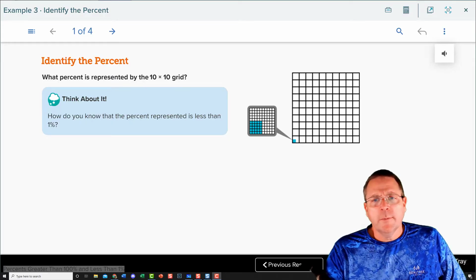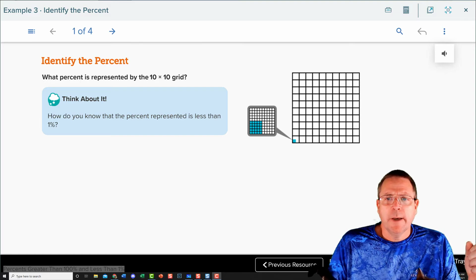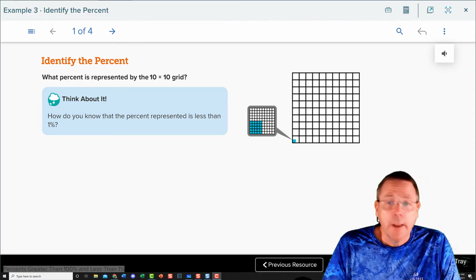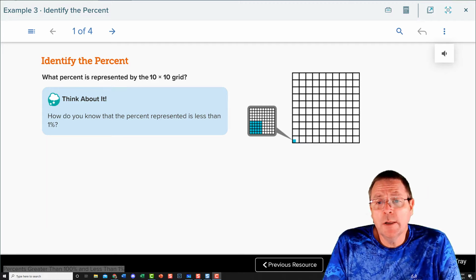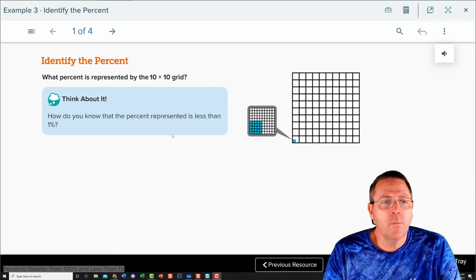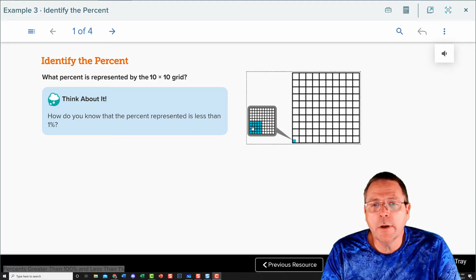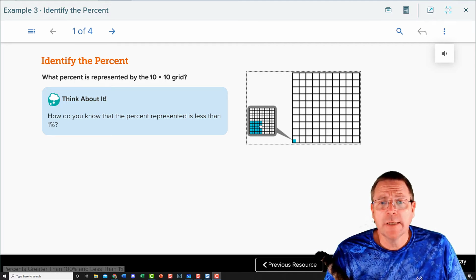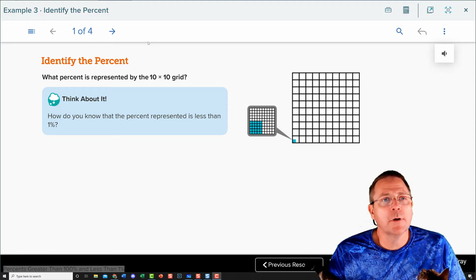So what percent is going to be represented by this 10 by 10 square? And you can see that they zoomed in on one of the little squares. And inside that one little square, you can count 1, 2, 3, 4, 5 high, 1, 2, 3, 4, 5 wide. That means they have 25 tiny squares shaded inside this one slightly bigger square.